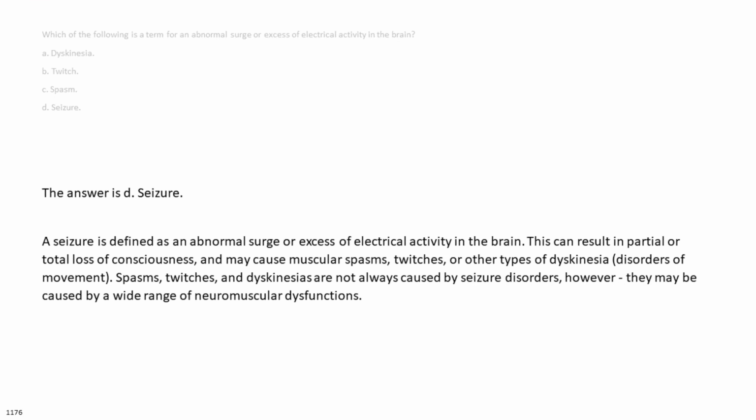The answer is D. Seizure. A seizure is defined as an abnormal surge or excess of electrical activity in the brain. This can result in partial or total loss of consciousness, and may cause muscular spasms, twitches, or other types of dyskinesia, disorders of movement. Spasms, twitches, and dyskinesias are not always caused by seizure disorders, however; they may be caused by a wide range of neuromuscular dysfunctions.